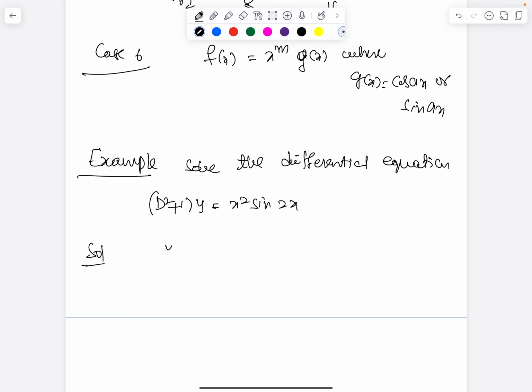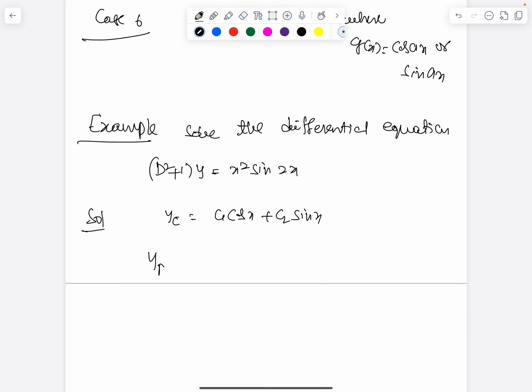You know that y_c is equal to c1 cos x plus c2 sin x, as plus or minus i is the root of the homogeneous differential equation. And to find the y_pi, you have to write it as 1 by D square plus 1, x square sin 2x, you have to take it.